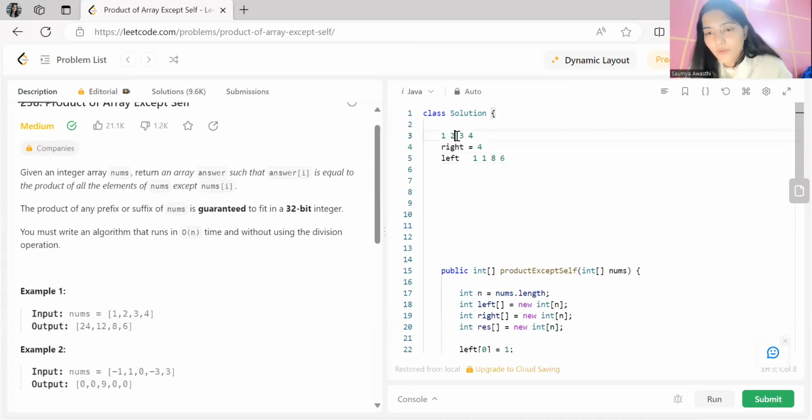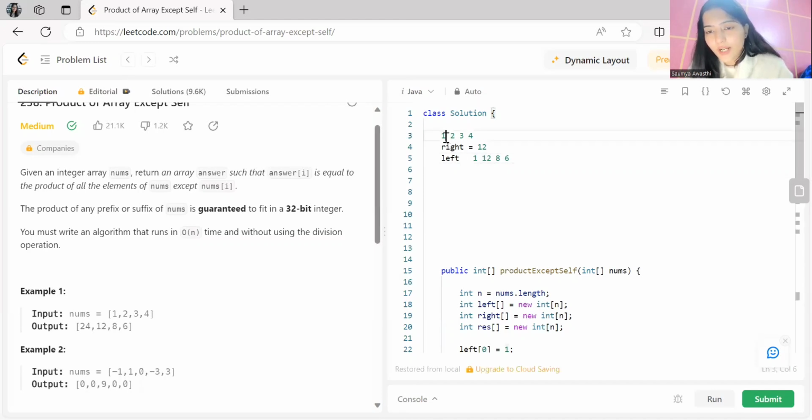Now let's proceed further. For this, you also have to keep on updating the right. So in right we will include this element also. So 4 into 3, we will get 12, right? Now for this particular index, what do we have? From the left, what is the product? From the left for this particular index, what is the product? 1. And from the right, what is it? 12. We already computed, right? So 12 into 1, we will get 12.